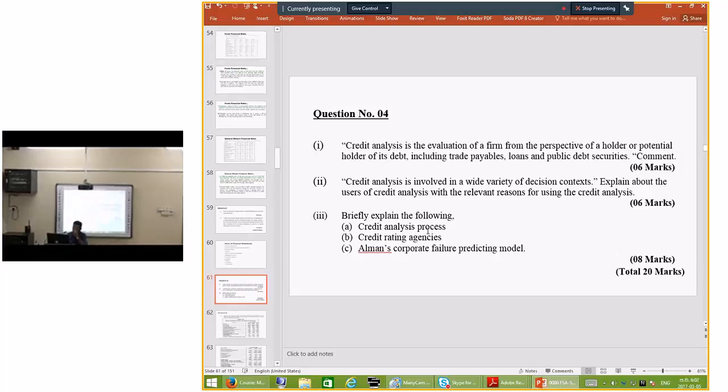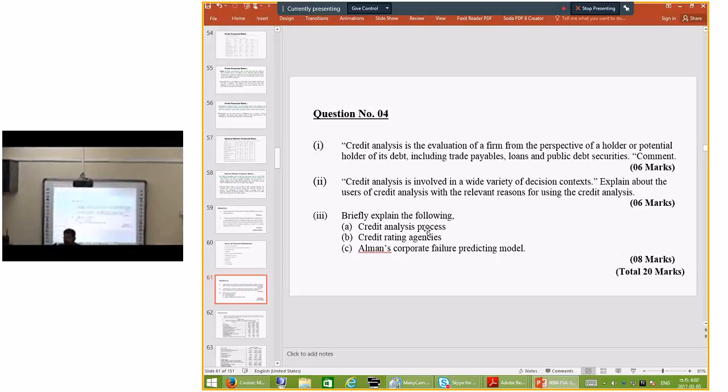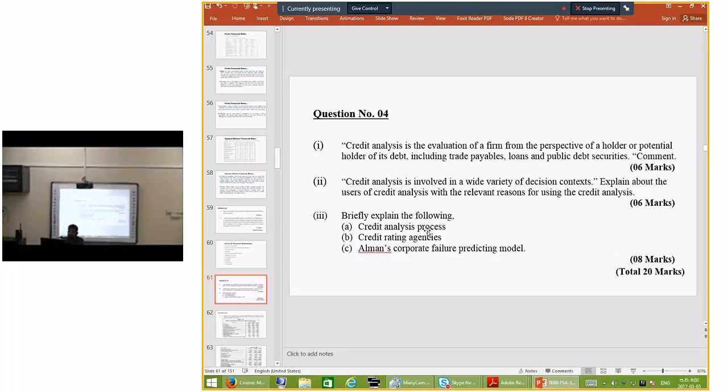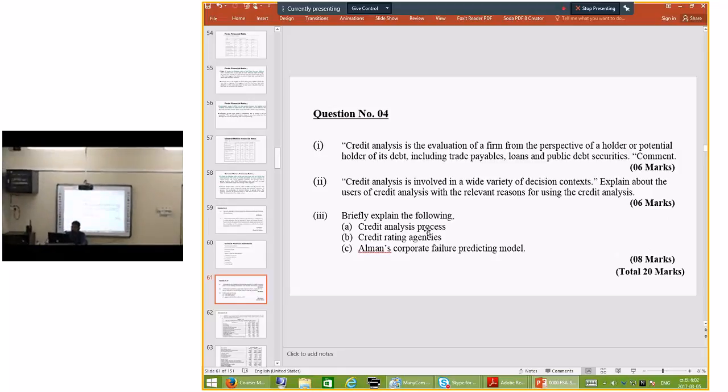Right? Then next one, based on the credit analysis you are given. Last time this credit analysis was done by Mr. Saman Bandar. I think you have a clear idea about it. Credit analysis is the evaluation of a firm from the perspective of holders of its debt, not shareholders, holders of debt, including trade payables, loans, and public debt securities.